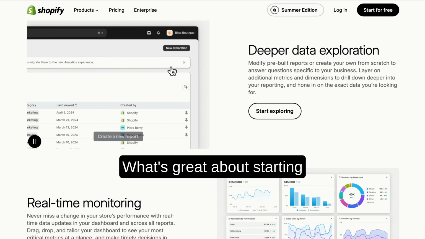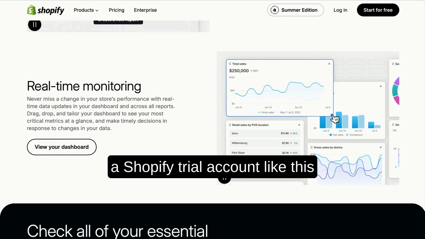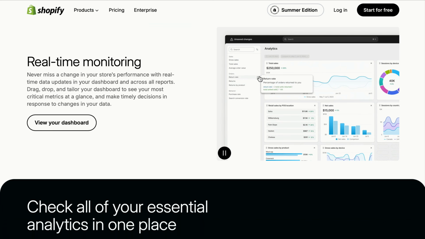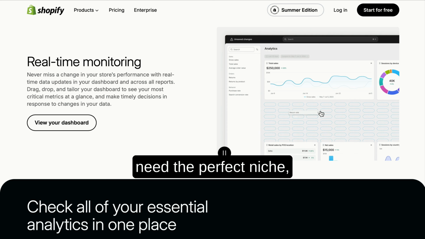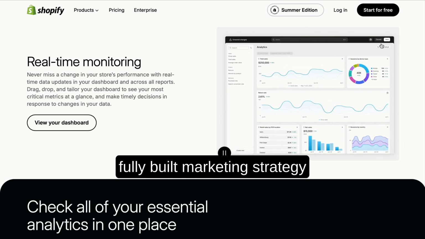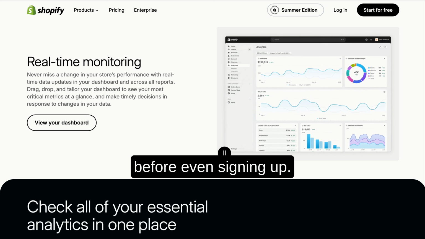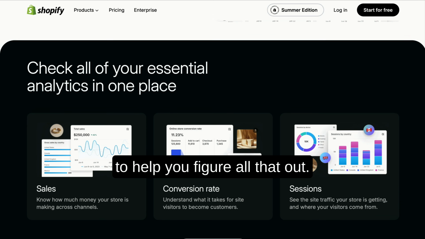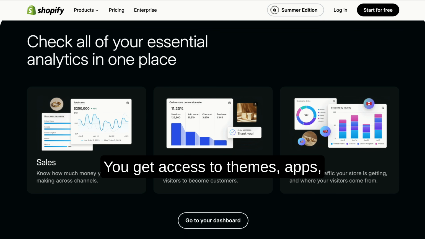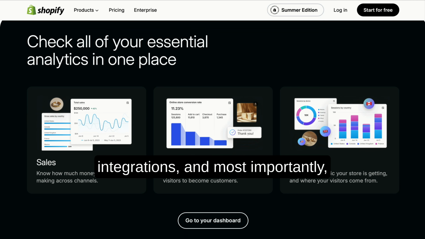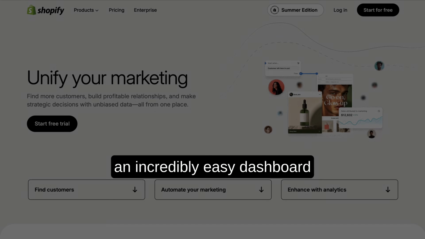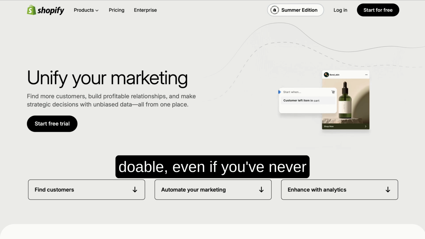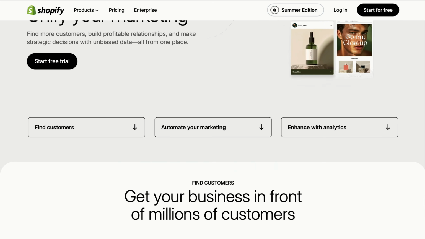What's great about starting a Shopify trial account like this is you don't need to have everything figured out on day one. A lot of people feel like they need the perfect niche, the perfect product, and some fully built marketing strategy before even signing up. But honestly, Shopify is designed to help you figure all that out as you go. You get access to themes, apps, integrations, and most importantly, an incredibly easy dashboard that actually makes it feel doable, even if you've never done anything like this before.